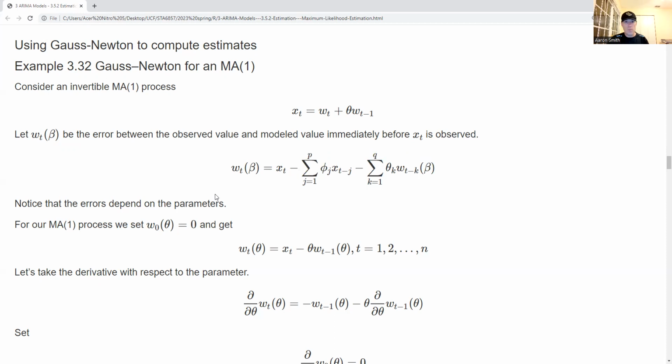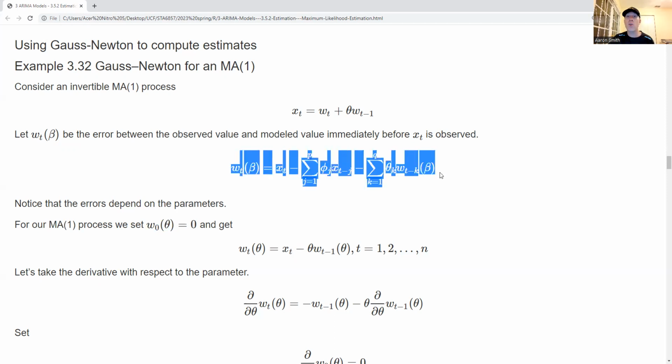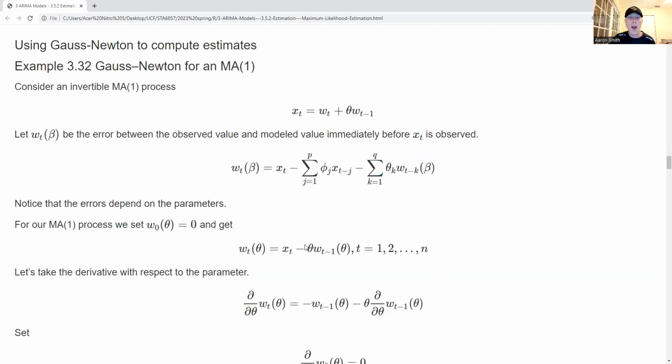And so the errors depend on the parameters. For an MA1 model, we're going to say that the initial error is going to be equal to 0. And then I'm just setting it up. I'm reducing this down. So here, this is the general formula for the error. I'm reducing it down to our specific case, like that.